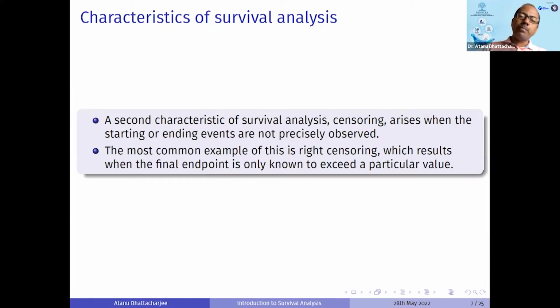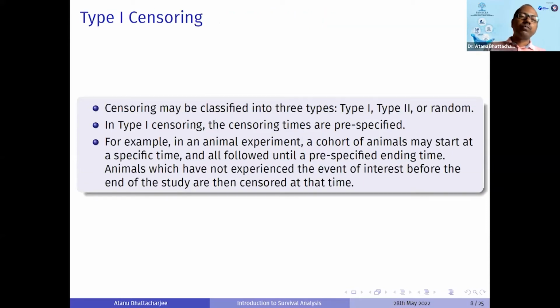So the most common example, which we talk about here, is right censoring, which results when the final endpoint is only known to exist beyond a particular value. So we overlook that left censoring part in the oncology setup. And these are the combinations, basically left censoring and right censoring. These are the combinations of type 1 and type 2 censoring. So let me explain what that is.